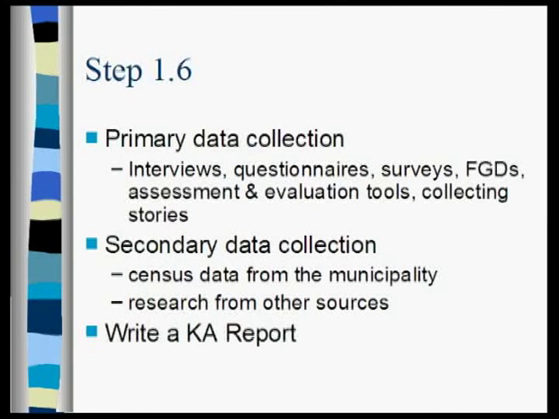You can do secondary data collection, which is getting data that has already been produced from other sources. So for example, you can get data from census in your municipality. You can also do research from other sources like schools, libraries, or even the internet. And of course, finally, once you've done with all this, you need to write up a KA report. So the format for this is also found in your written module. So these are the 6 steps, and I provided an example.